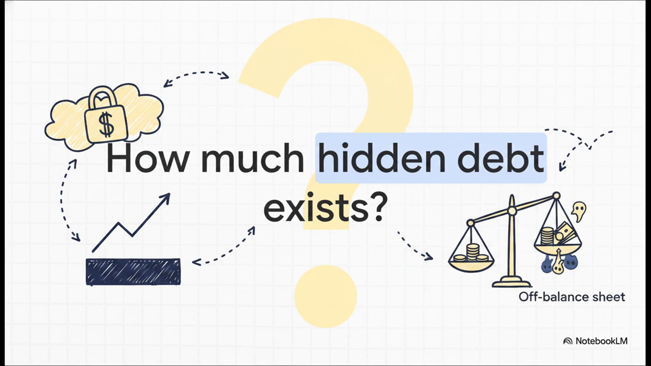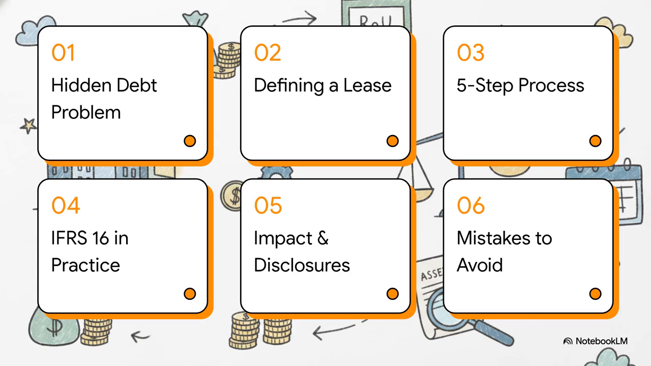But before we actually get to the rules themselves, we have to ask the multi-million-dollar question that prompted this massive accounting overhaul in the first place. For decades, investors and regulators were looking at financial reports and asking how much debt is actually hiding off the balance sheet. So we've got a really clear roadmap for this explainer.